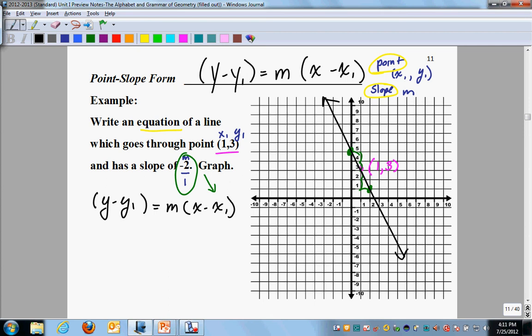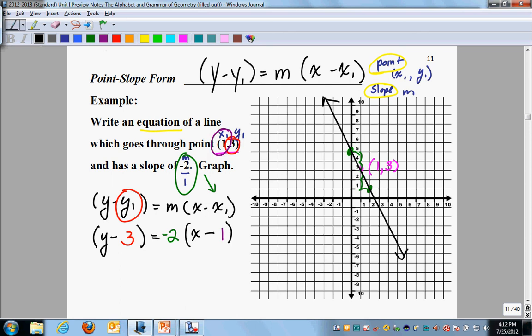Now let's plug in our numbers. Our numbers here are y minus y1. So we're going to put a 3 right there. So we have y minus our y1 equals our slope, which is -2, x minus our x1, which is 1.